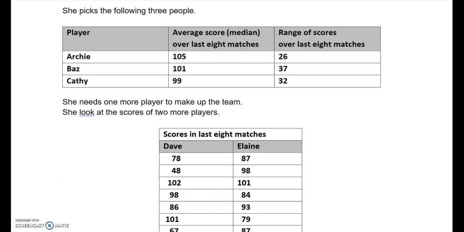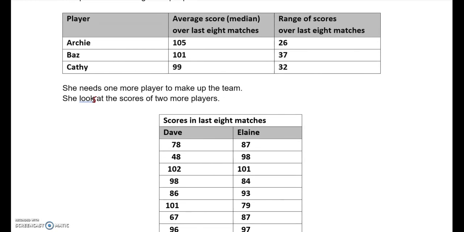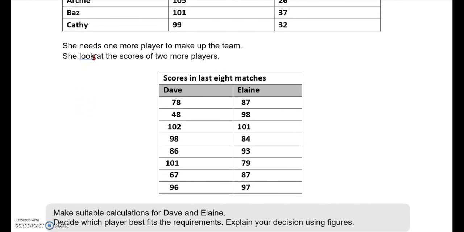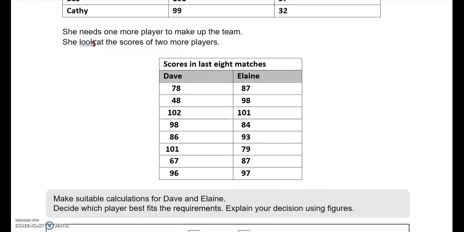She needs 1 more player to make up the team. She looks at the scores of 2 more players. Scores in last 8 matches. We've got Dave and Elaine. Make suitable calculations for Dave and Elaine. Decide which player best fits the requirements. Explain your decision using figures.